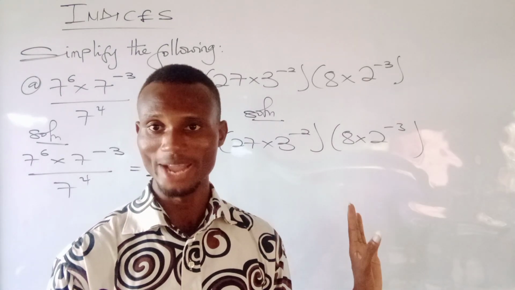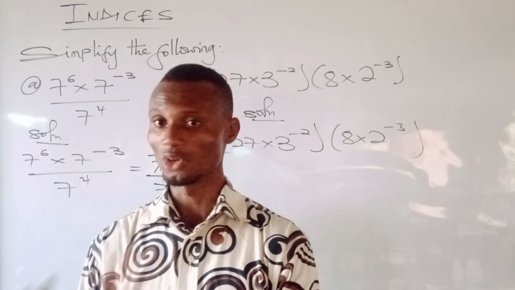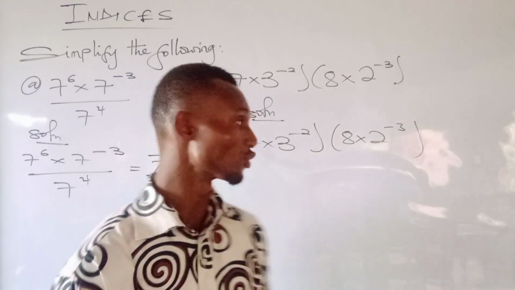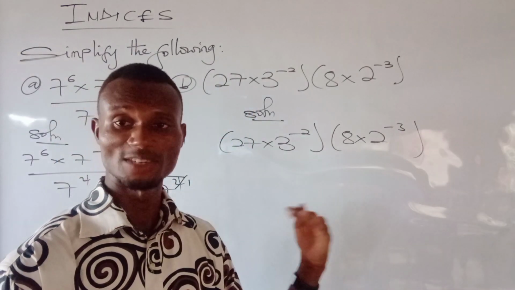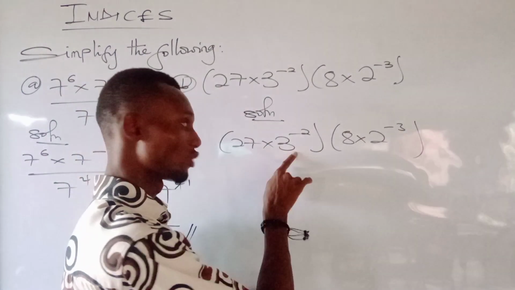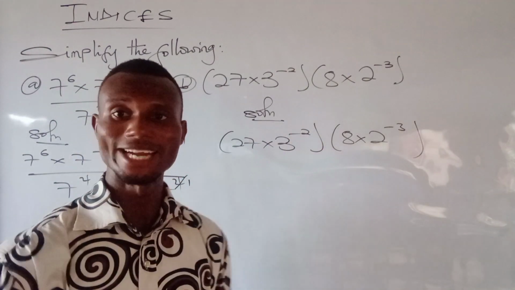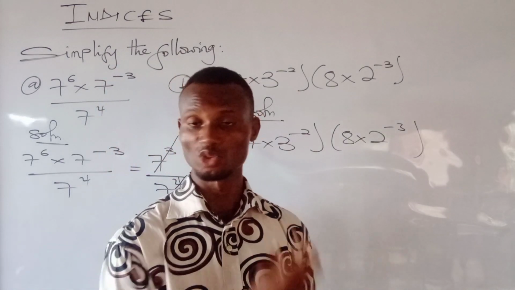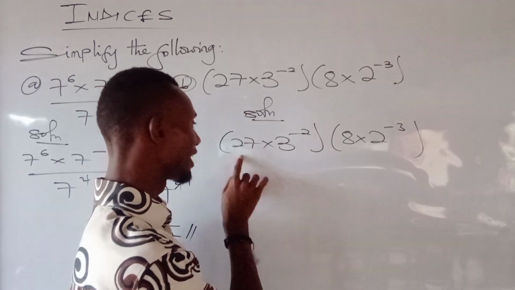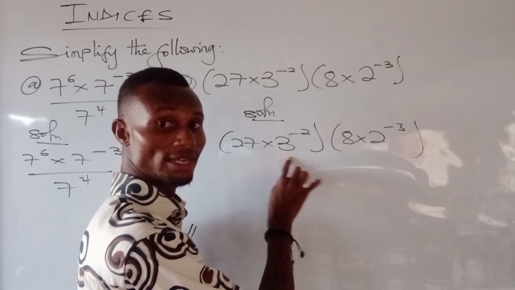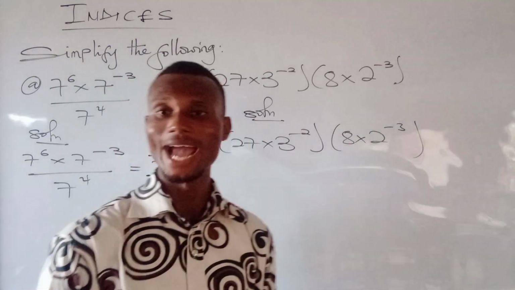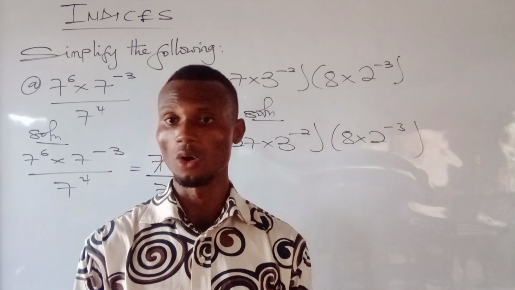Okay, so we are going to apply that knowledge here, and I've already taught you about expressing numbers as products of prime factors. So the 27, we are going to express it as a product of prime factors, so that you have the same base as this one, then we can apply the multiplication law of indices to simplify it. Because until this 27 gets the same base as this 3 to the power negative 2, which is here, we cannot apply the multiplication law of indices.